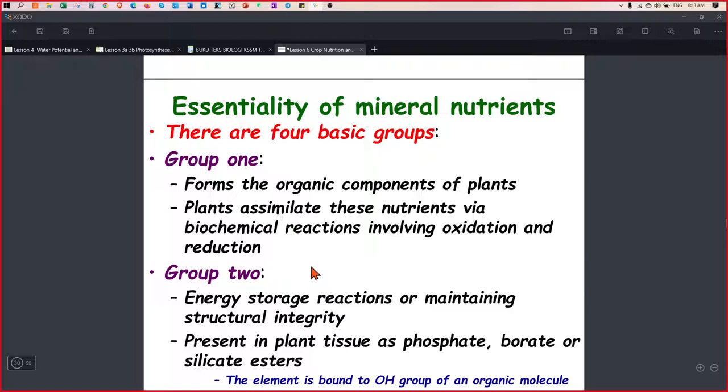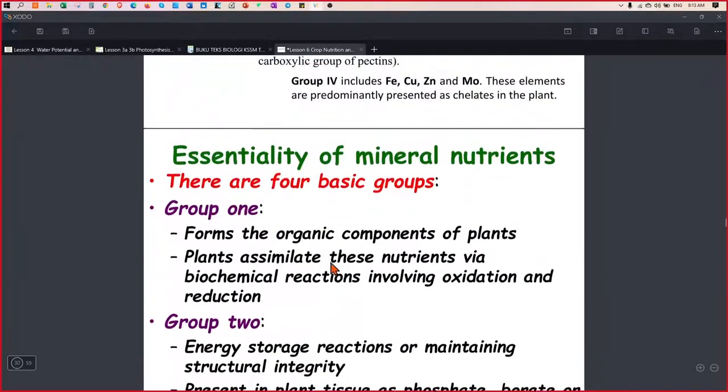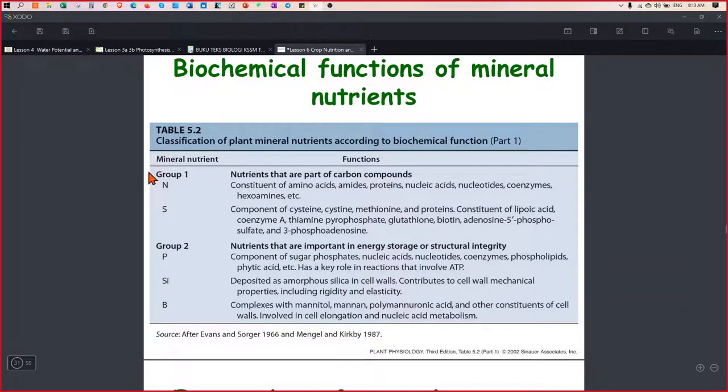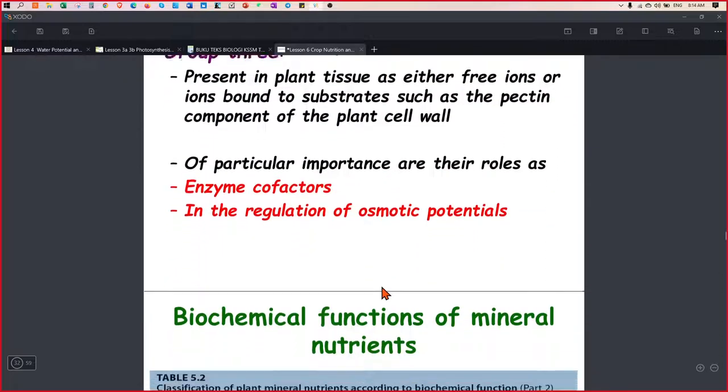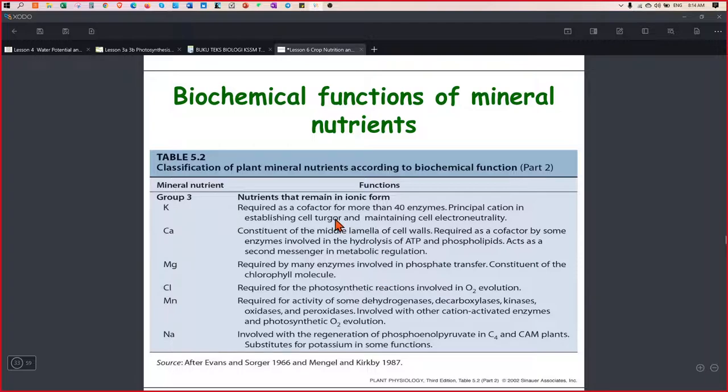For group 1, these are just the descriptions. I'll go straight to the table. So group 1 is the nutrients that are part of the carbon compounds. So this is the backbone, the fundamentals of the organisms. So you have your nitrogen and also sulfur. And then group 2, nutrients that are important in energy storage and structural integrity. So you have your phosphate, silicon, and also boron, and then you have group 3, which is in ionic form.